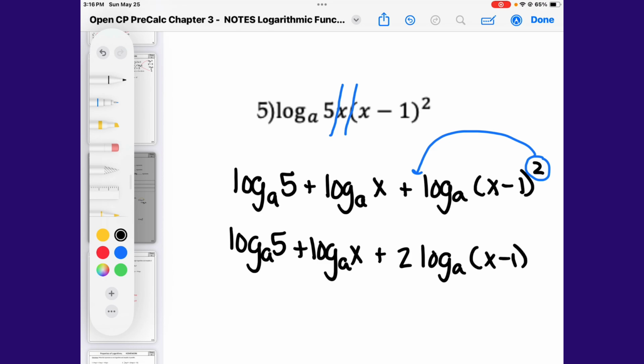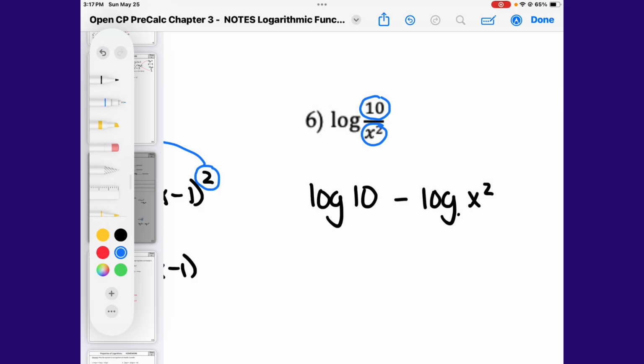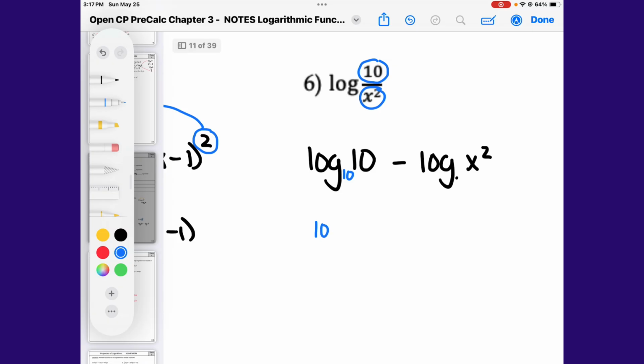And I'll show you one more. Here in my numerator, I have 1 thing being divided by a second thing. So we're going to split this into 2 logs. So log base 10 of 10 minus log base 10 of x squared. Now, we can evaluate this log base 10 of 10 because this is saying 10 to what power equals 10. So 10 to the first power.